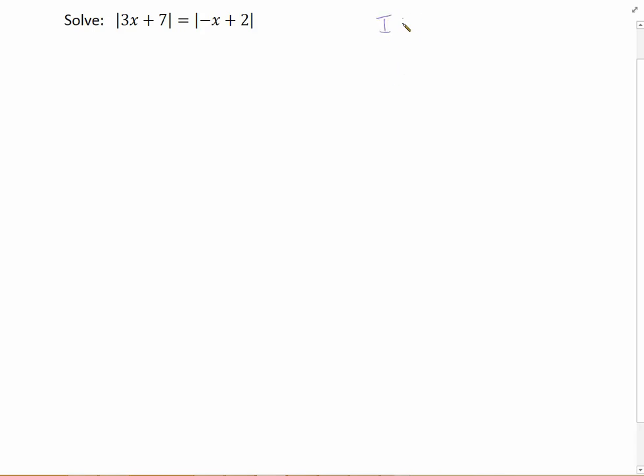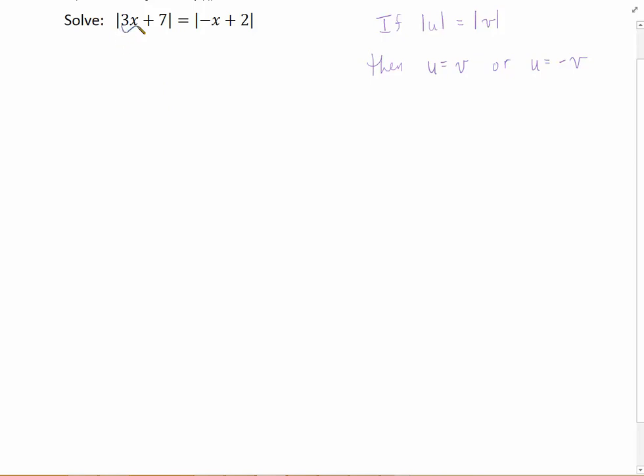if the absolute value of u is equal to the absolute value of v, then u is equal to v, or u is equal to negative v. And so what we'll need to do here is turn this into two equations and solve each of them.